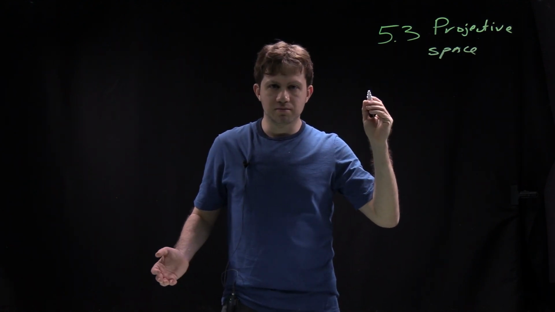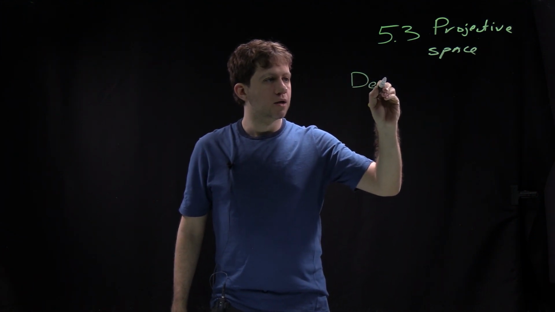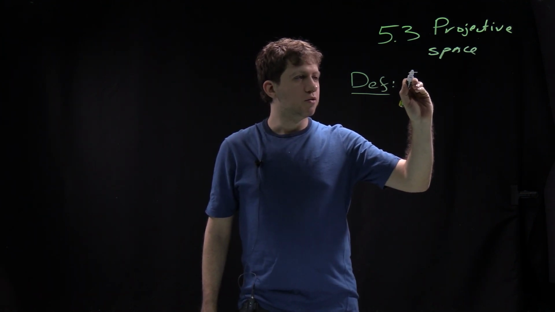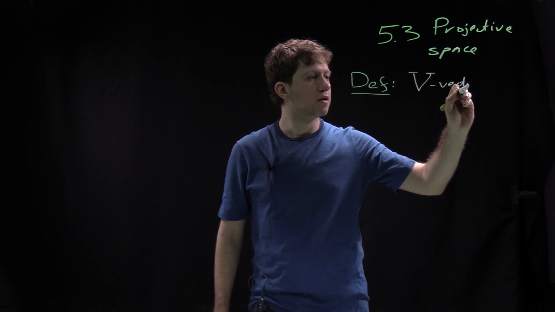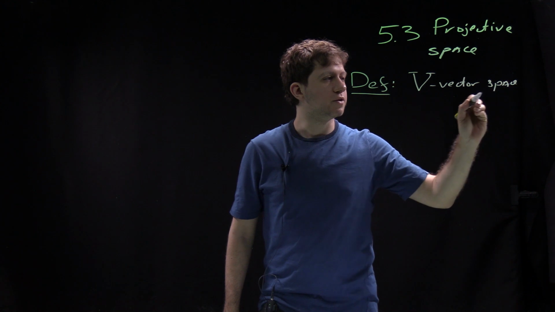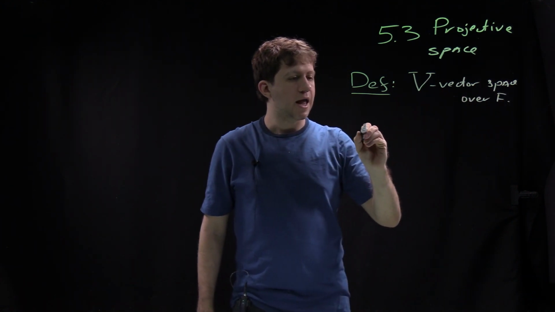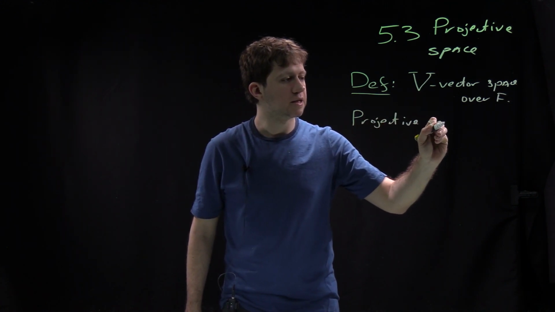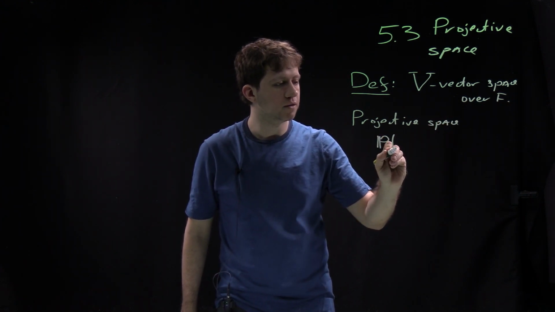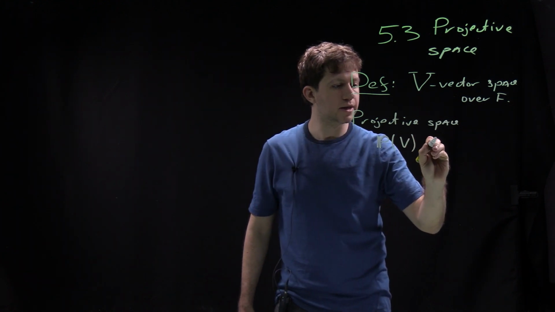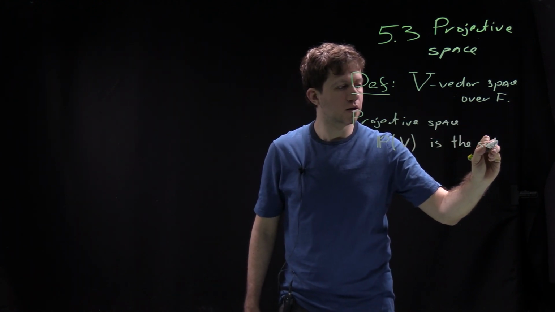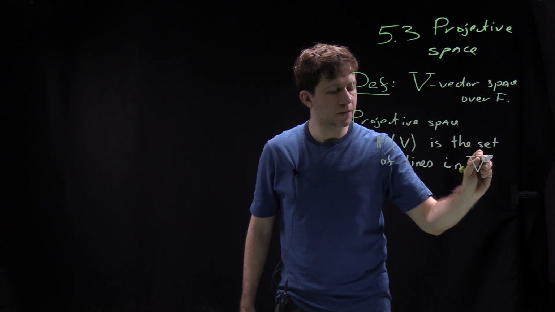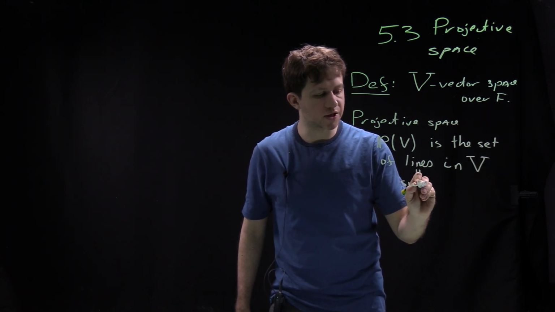So let me start with the definition. At first it might sound like it's a part of linear algebra, but actually it's not. So let V be a vector space over some field F. And then projective space, which is usually denoted P of V, is the set of lines in V. So lines are just subspaces of dimension 1.